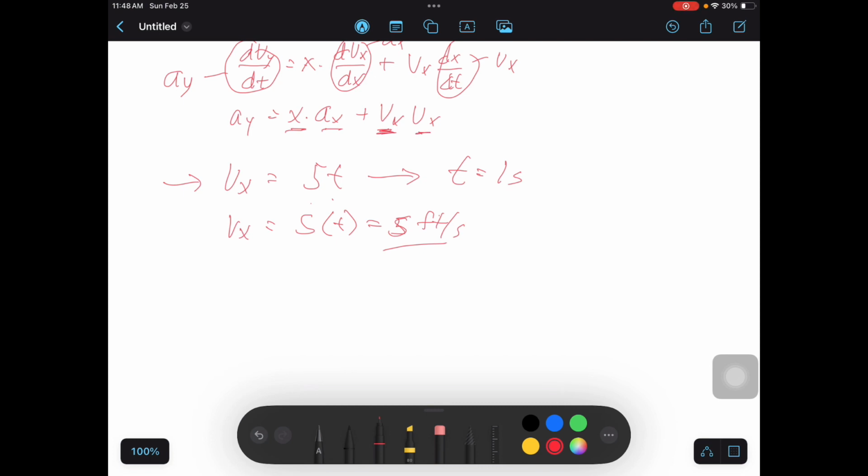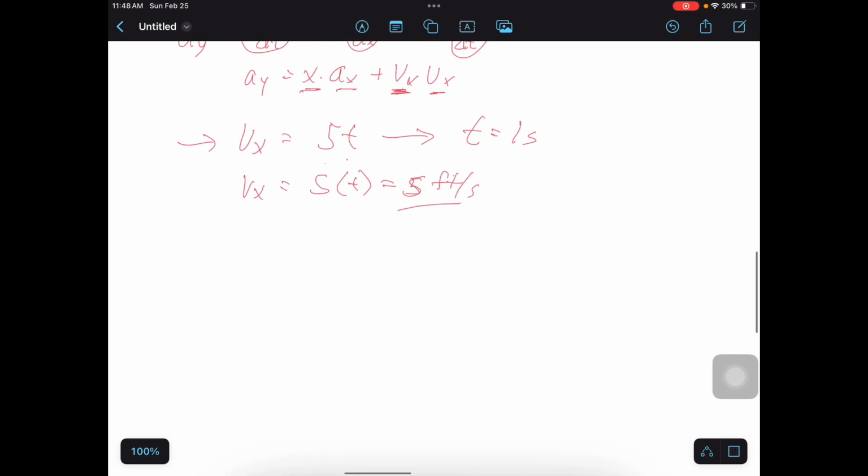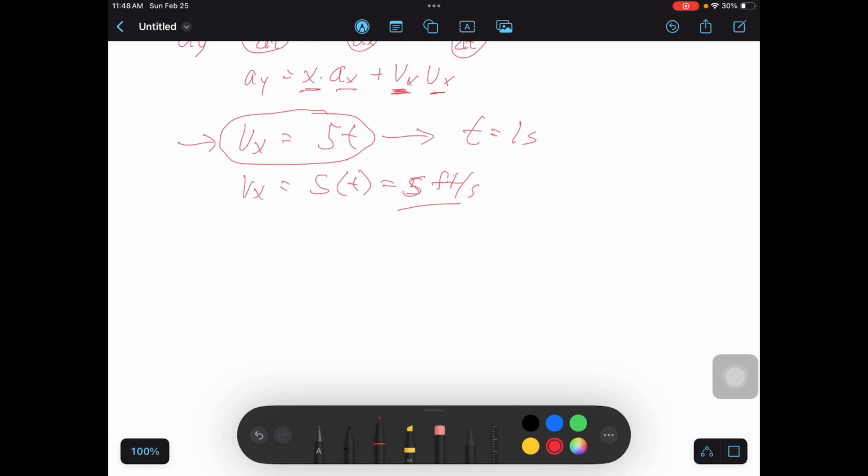So, next, we need x and ax. How do we get x and ax? You just manipulate this one. Integrate this to get x, and then derive this to get to the acceleration. So, always remember this. P and A.